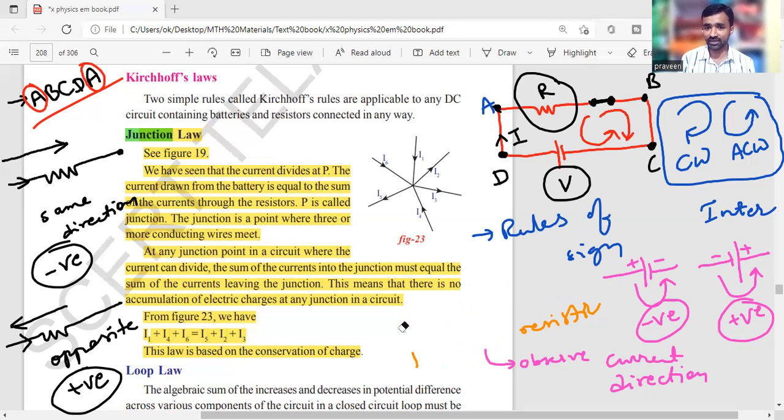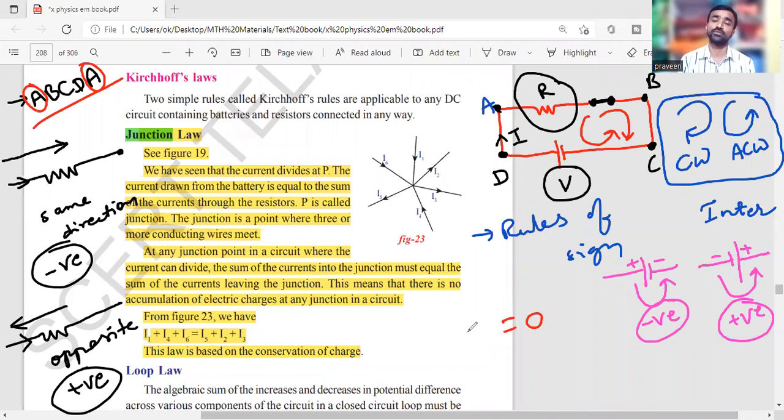Then I am just writing the mathematical expression. In case of a battery, there is no importance to the direction of current. In case of a resistor, there is importance to the direction of current. So for writing the expression, the sum of voltages must be equal to 0. Suppose I start at A, as given in the loop name.